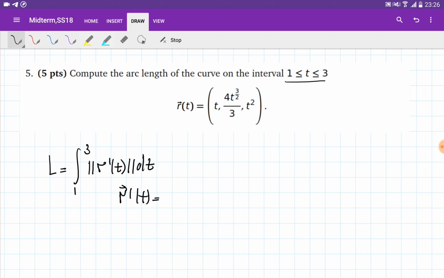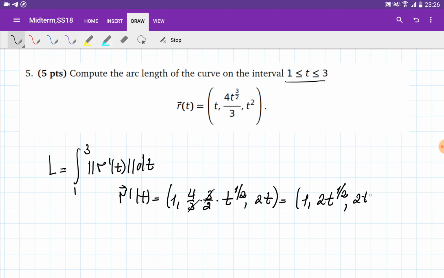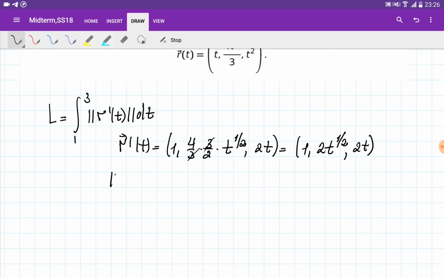This is going to be the derivative of each of the components separately. So this is 1. So when we take the derivative here, it's going to be 4 over 3 multiplied by the 3 over t multiplied by the t in the power of 1 over t in tt. If we simplify this, it's going to be 1. We can cancel them out. It's going to be t in the power of 1 over t and tt. So when we find a norm of this vector, this is going to be the square root of 1 plus.